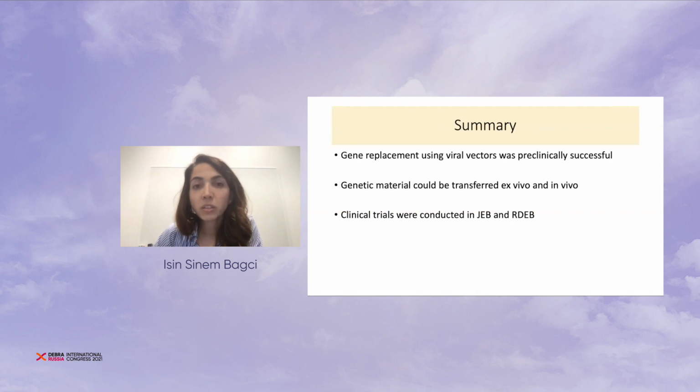In summary, gene replacement using viral vectors was preclinically successful. Genetic material could be transferred ex vivo and in vivo, and clinical trials were conducted in junctional EB and RDEB patients.